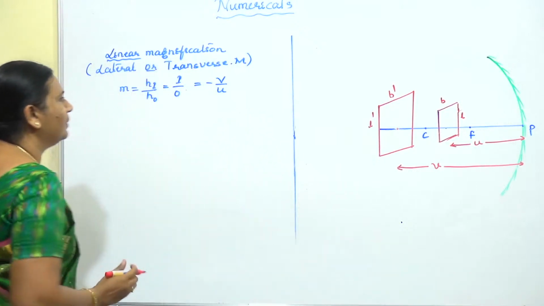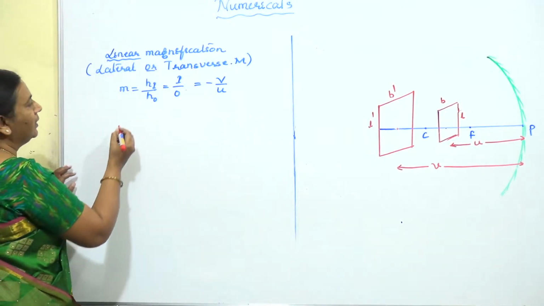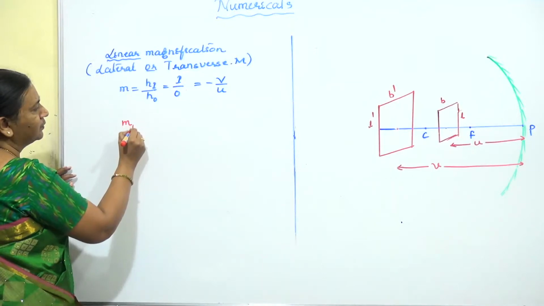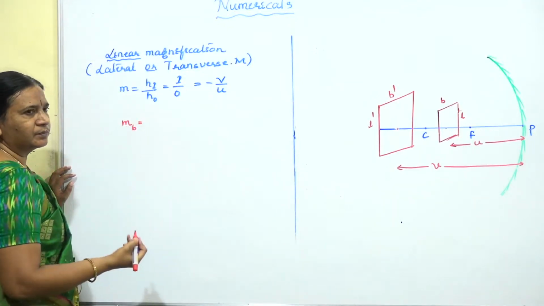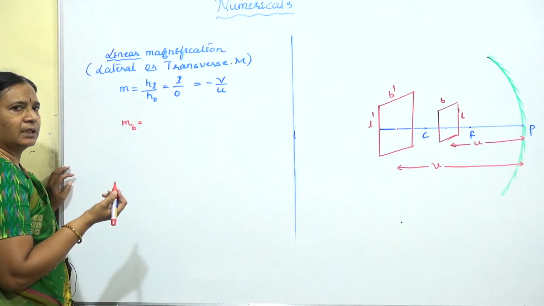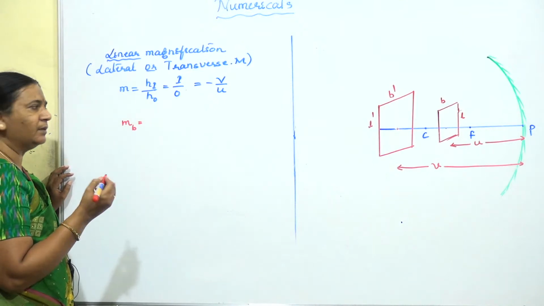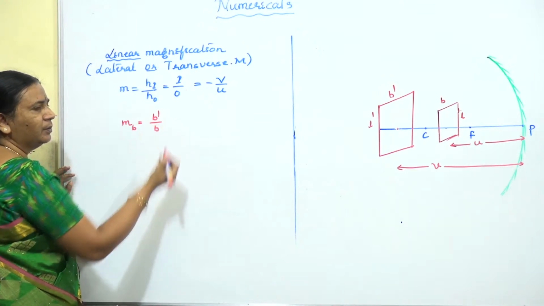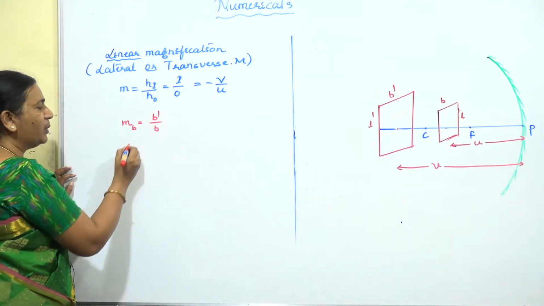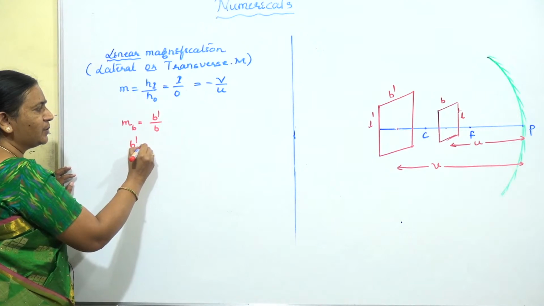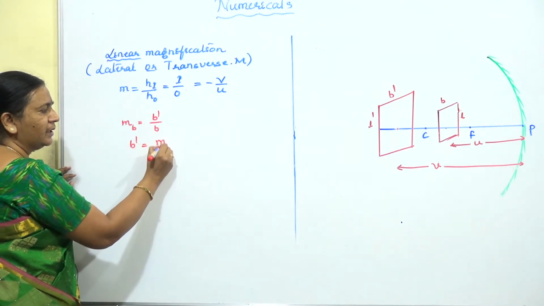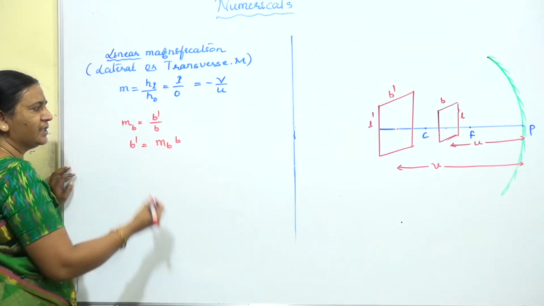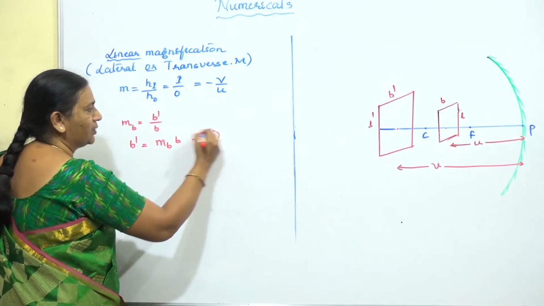So what is the magnification of the breadth? You will write the initial breadth and the final breadth of the object. That becomes B dash divided by B. So what is going to be B dash then? B dash becomes MB into B. Okay, this is your one equation.